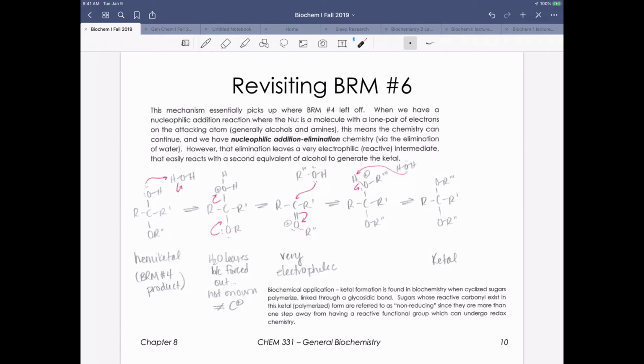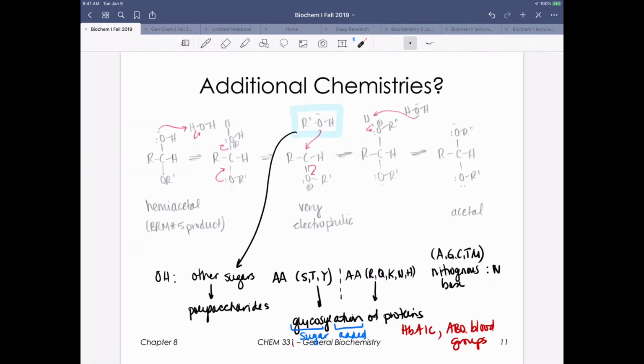Alternatively, it's another way that we can add functional groups with other things that have hydroxyl or even amine-containing functional groups. If we think about other possible options for hydroxyl groups other than other sugars, which is how we're going to generate polysaccharides, we have a variety of amino acids that could help. Amino acids that have hydroxyl groups include serine, threonine, and tyrosine. Amino acids that have nitrogen-containing functional groups are arginine, glutamine, lysine, asparagine, and histidine.